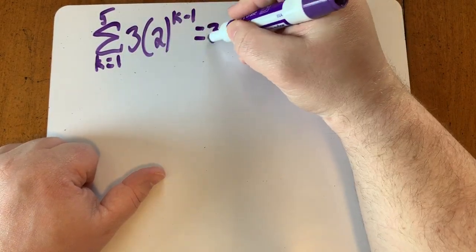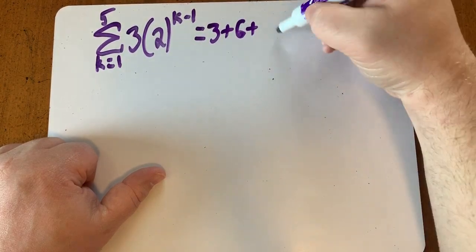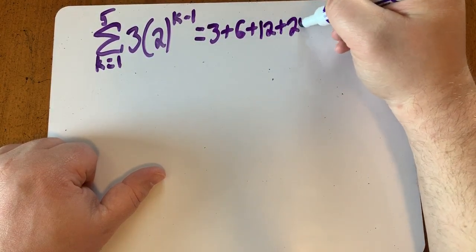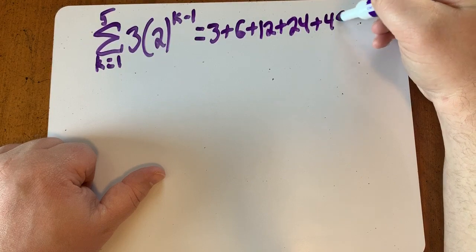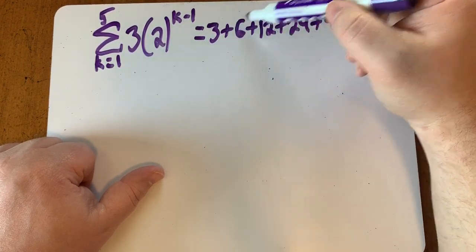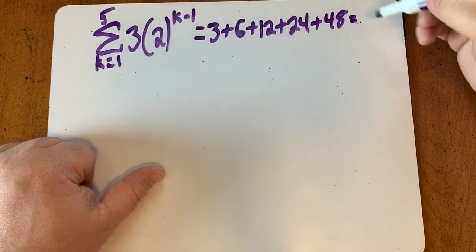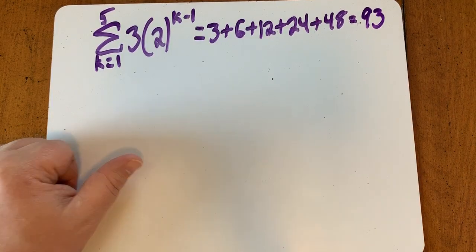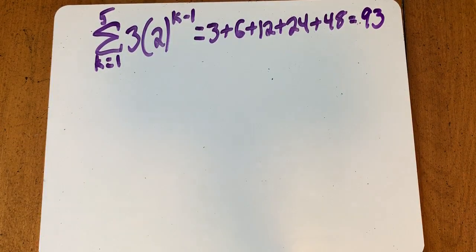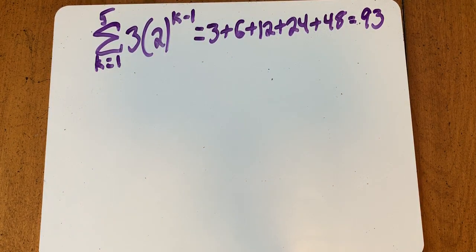So the first term is 3, second term is 6. Then we're multiplying by 2 every time. So 12, 24, 48. So 6 and 24 is 30. 12 and 48 is 60. So that's 90 plus 3. It's 93. It's not always going to be that nice. And in fact, if these were not just very, very basic integers, it would not be that nice. It would actually be quite messy.